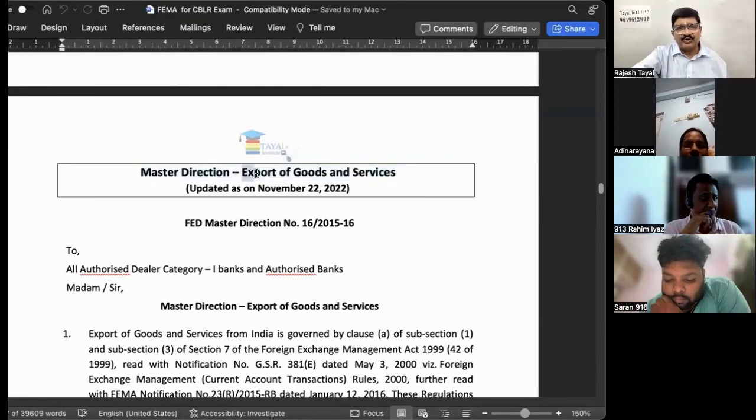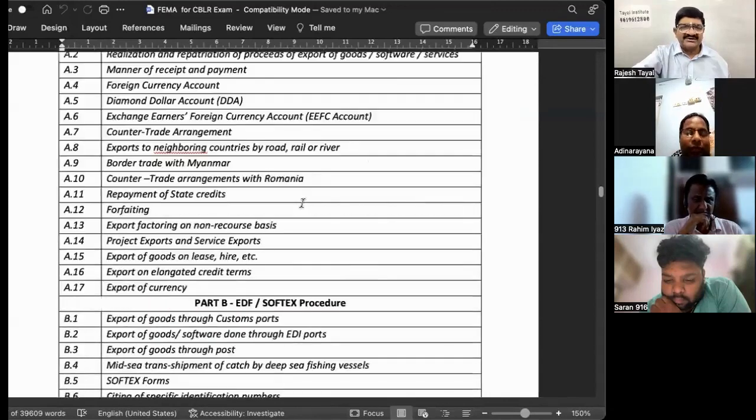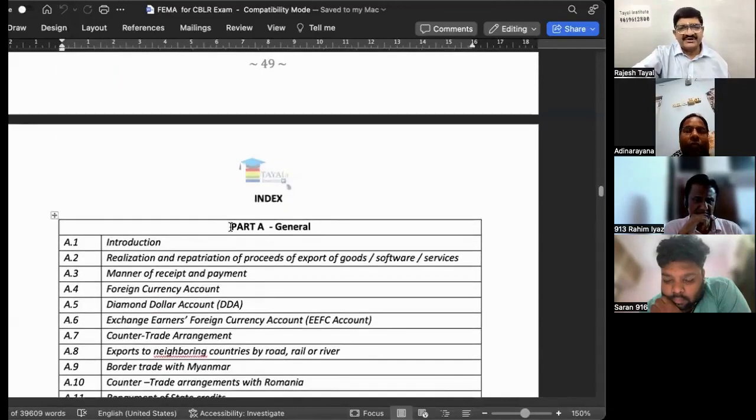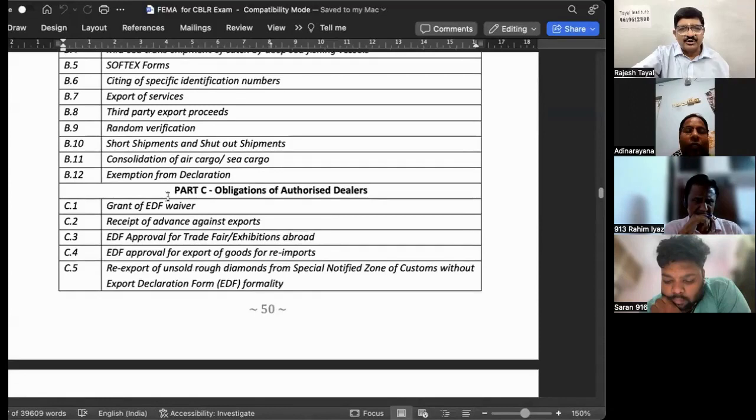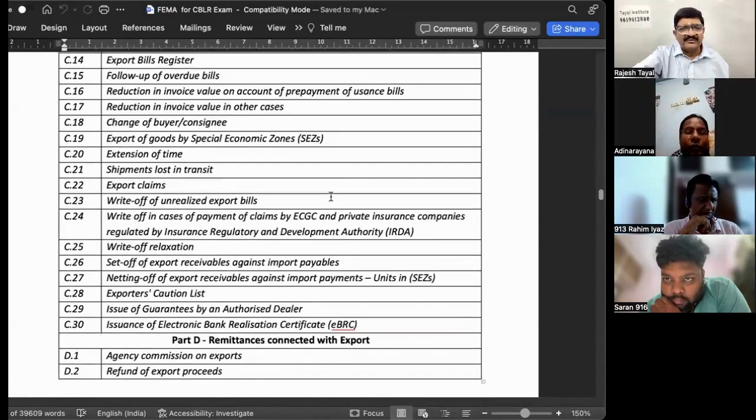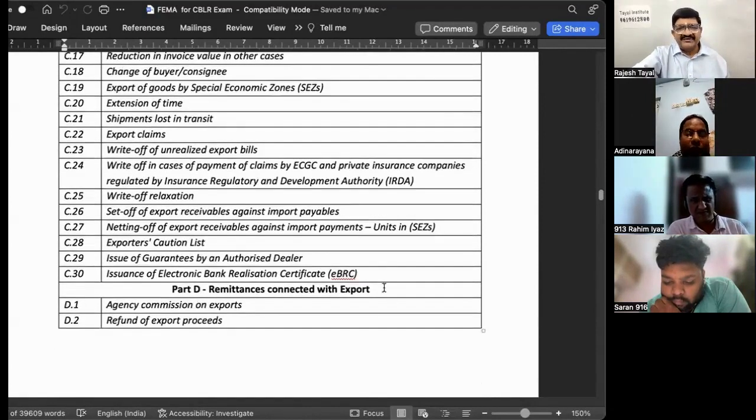Right? Export. It is only in relation to export. The next circular we have is about the import. This is only about export. And this is in 4 parts. First is part A, it is general. Part B is about the declarations and the procedures relating to the forms, then obligations of the authorized dealer. This you can omit, actually, this is not required, because what is the role of the authorized dealer? Then remittance connected with the export. This is in 4 parts.